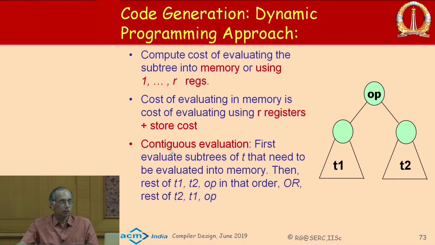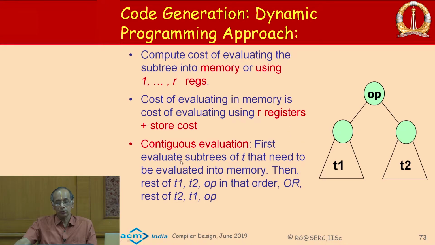Okay. Again, we are going to follow this contiguous evaluation, but there is a small twist here. First, we have to evaluate each subtree completely before we move on to the other subtree, but within each subtree, if some node has to be evaluated using memory, remember the memory cost is the cost of computing it using R registers plus the store cost. That means that we must have all the registers available for that. Therefore, in each subtree we will first compute that particular subtree which requires it to be computed using memory, correct. That is when you will have all the R registers available.